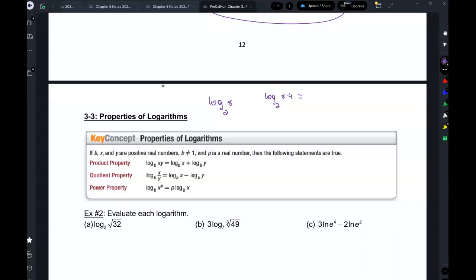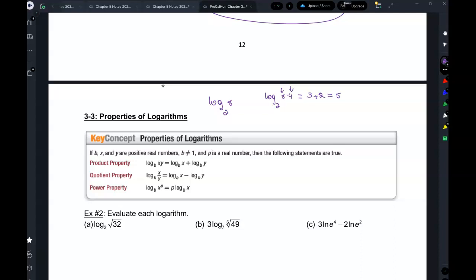The exponent that would give me an 8 is 3. The exponent that would give me a 4 is 2. But you add them, right? 5 is the exponent that would give you a 32. Do you see why we add them? It's because they're exponents and we're just multiplying the powers, adding the exponents.